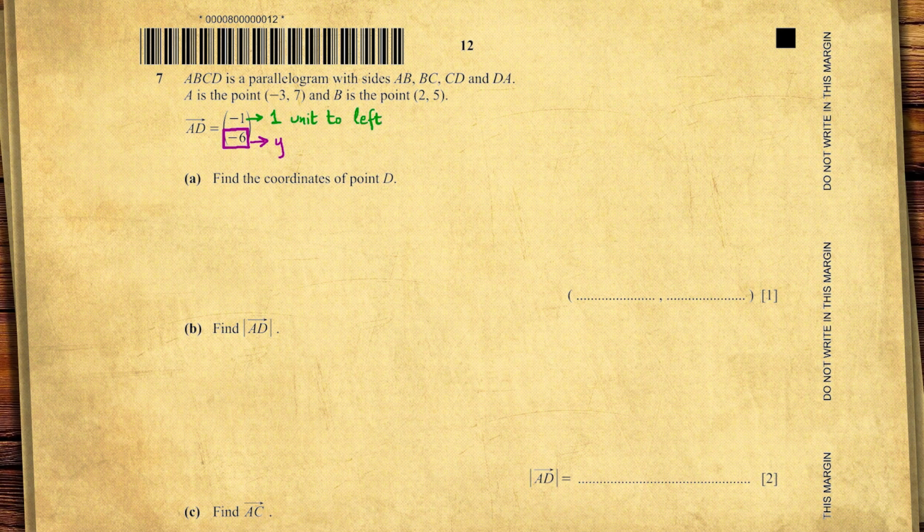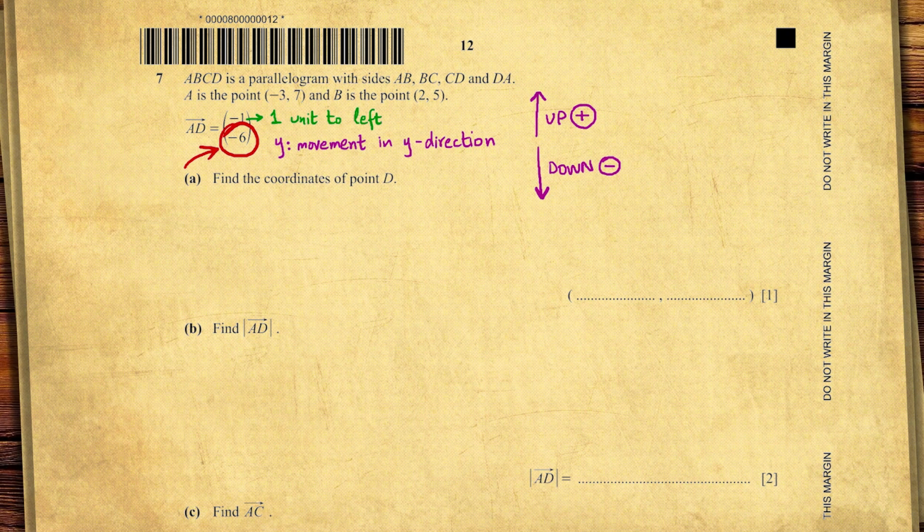And the bottom value is the y value. It tells us about the movement in the y direction, that means movement upwards or downwards. Upwards movement is positive and downward movement is negative. And in the vector that we are given, the y value is -6, and that means a movement of 6 units downwards. So the vector AD is (-1, -6).